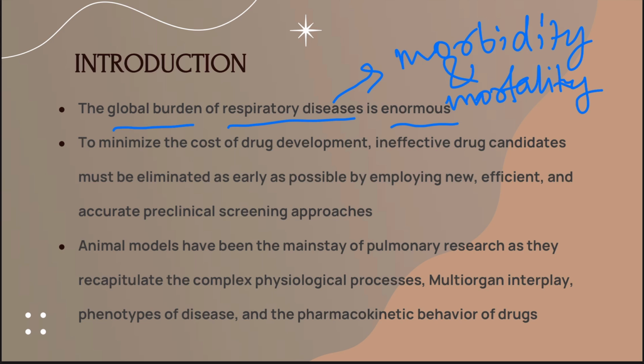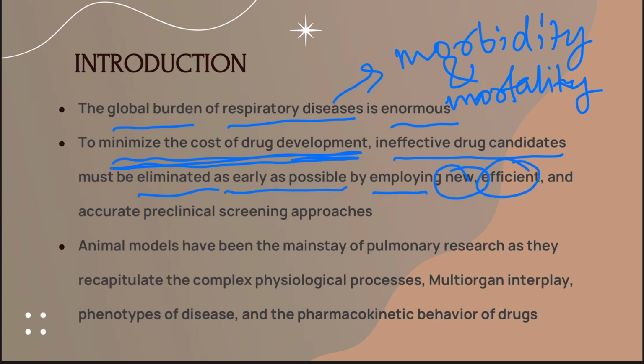The failure rates of the drugs evaluated in human clinical trials are usually very high. To reverse these trends and to minimize the cost of drug development for respiratory disease, we have to eliminate the ineffective drug candidates as early as possible by employing new, efficient and accurate preclinical screening approaches. So even before we go to the clinical trials, it is better to remove the ineffective drug candidates by appropriate preclinical screening approaches.